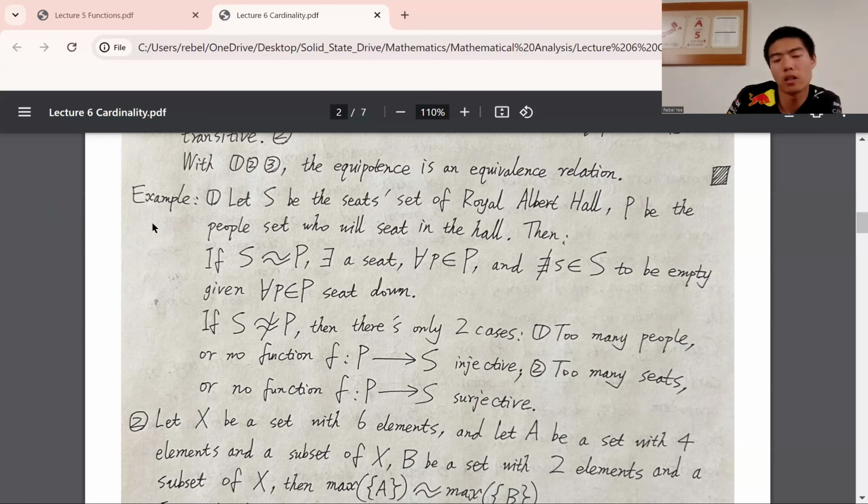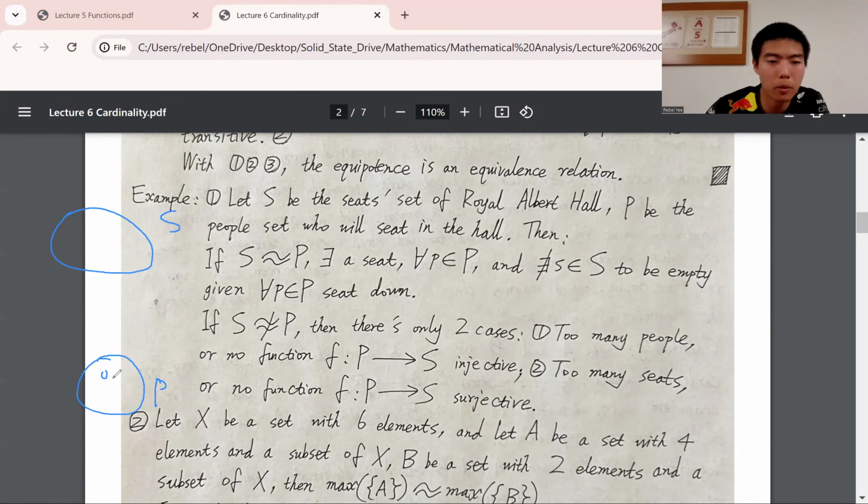Okay, and if S does not have the same cardinality as P, then there are two cases. The first one is too many people. This is P, this is S. If there are 30 people and there are only 2 seats, there's no function from P to S which is injective, because two elements must reach one element, by the previous theorem from the last lecture. So with too many people, there's no injection.